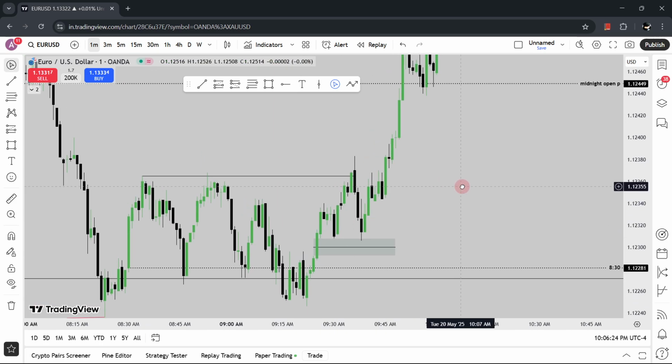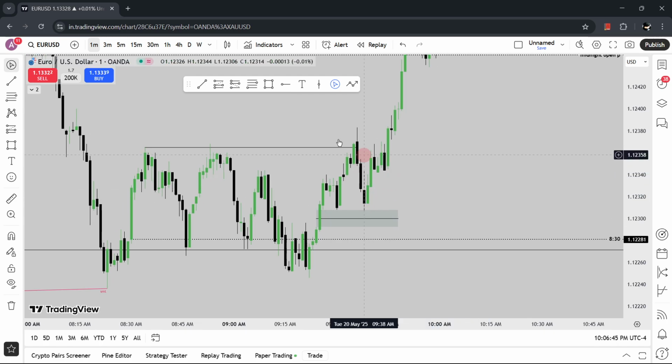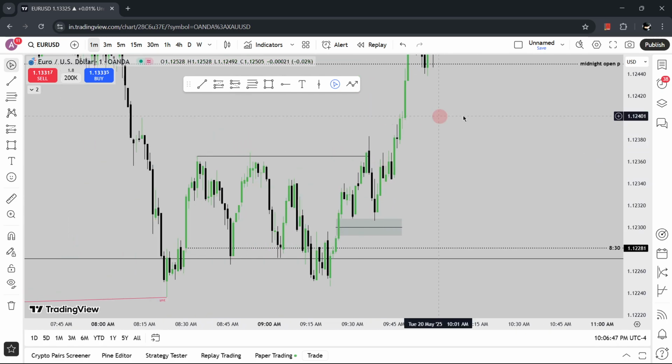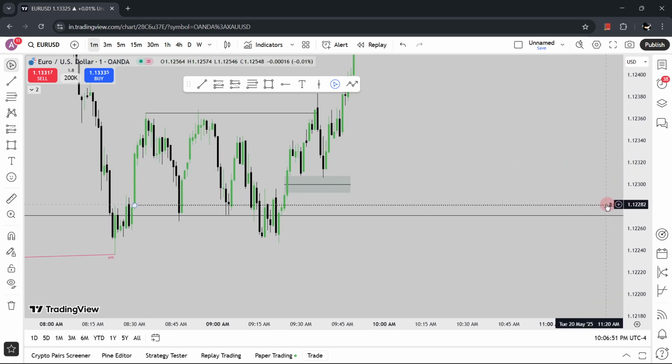Here are the relative equal lows. The market went through the relative equal lows, took out the short term high with a fair value gap, and was able to go above these two relative equal highs also, and then the market came down. I have told you that you should always try to take an entry below 8:30.